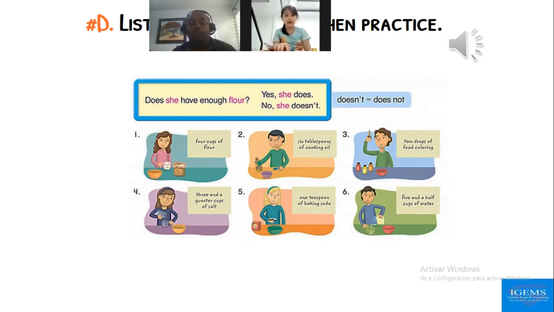So let me know if you managed to listen to all the information, Bunny. Number one, does she have enough flour? Yes, she does. Number two, does he have enough cooking oil? No, he doesn't. Number three, does he have enough of food coloring? Yes, he does. Number four. Does he have enough of salt? No, he doesn't. Fantastic.